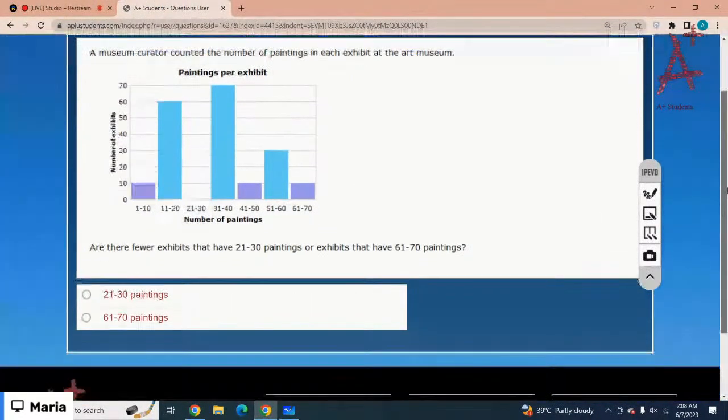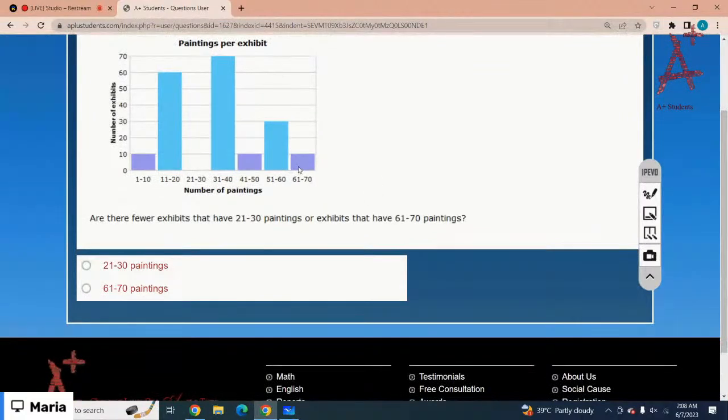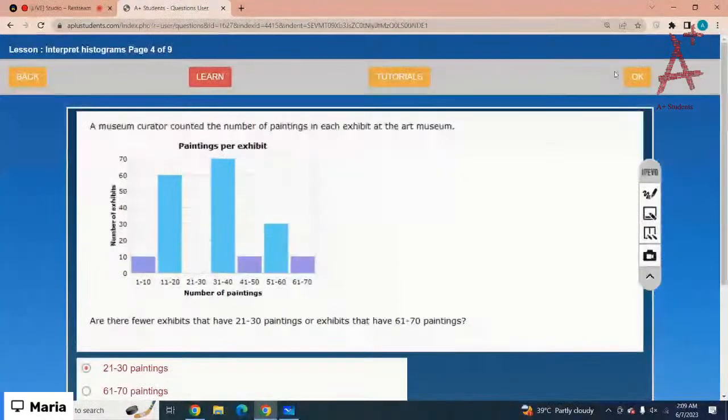Then you have 61 to 70 paintings. Here you have 10. You need to see, are there fewer? So 21 to 30 has the fewer value. That is zero. 61 to 70 has the value 10. Got it? So the fewer value is for 21 to 30.